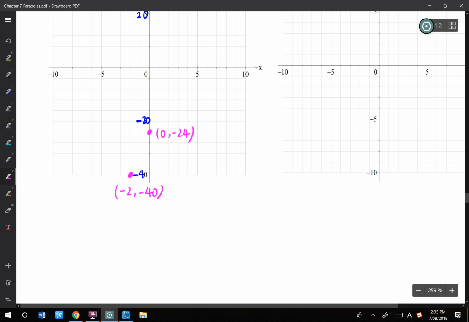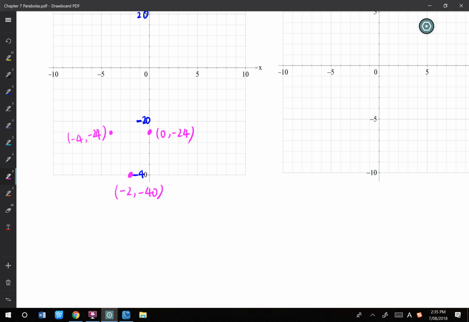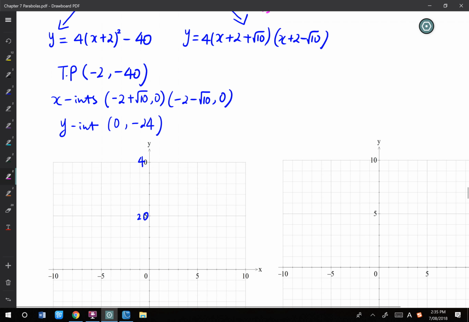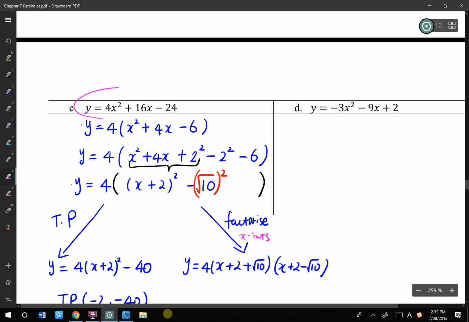Well, if I know 0, negative 24 is there, I will definitely know there's a negative 4, negative 24 as well, because of the symmetrical property, symmetrical about x equals negative 2. If I have 0, negative 24, I will definitely have negative 4, negative 24 as well. Yes? Yeah. Okay, from the general equation, if I sub x equals 0, y will just be negative 24.